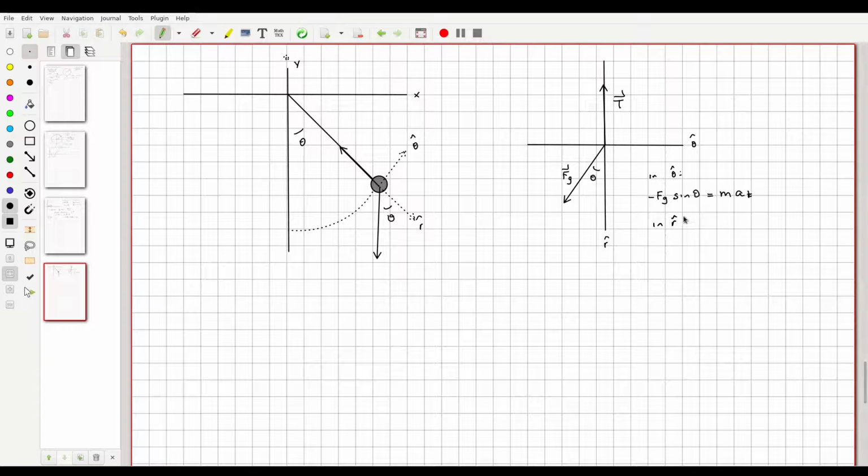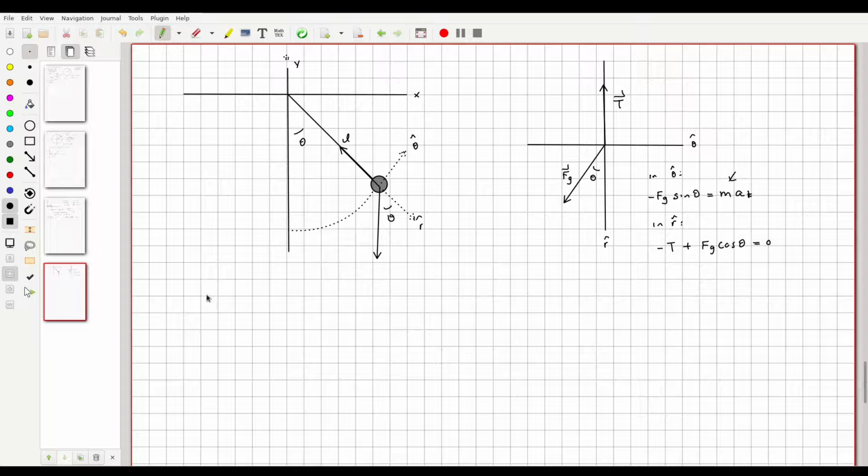In the r hat direction, what we have here is a negative tension plus the cosine part. That is this part right here of the weight. And those are going to balance each other out, since this thing stays along the circular path. We're going to call this L. This is the length of the string for our pendulum. And so it stays L away as it swings. All right. Now, in particular, I want to take a look at this right here.